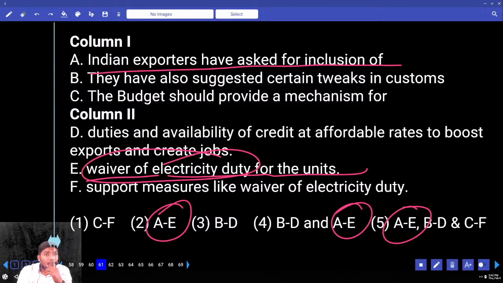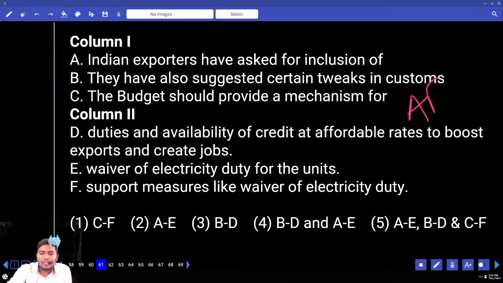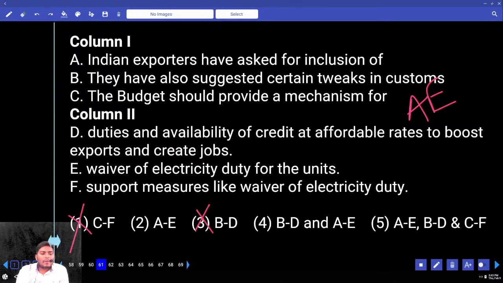Duty is nothing but tax. Do you remember that word? Yes, customs duties and all. That is nothing but tax. So, all these people said, please waive this electricity duty. So, AE combination is absolutely fine. So, we can eliminate one option and the third option. Now, our answer must be 2, 4 or 5. Now, let us go with BD. BD is there in the two options.